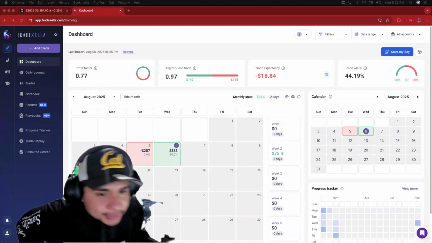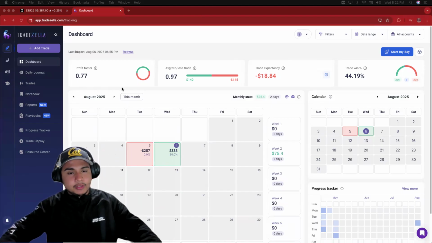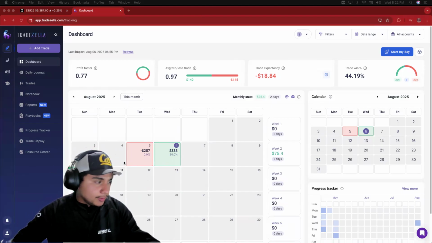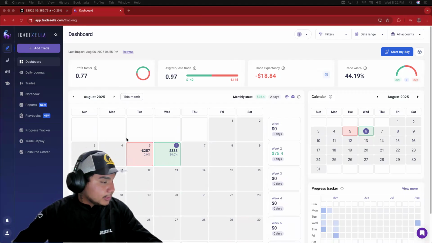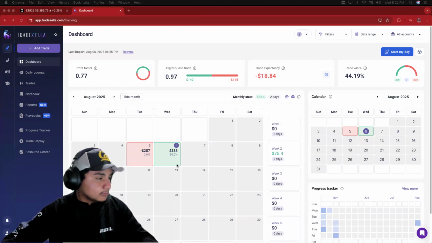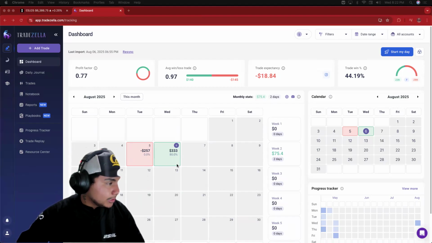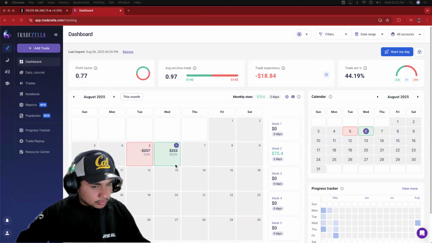All right. So I ended up taking two trades yesterday. Both ended up as a loss. I took one trade this morning. Took one win. I entered with multiple contracts.